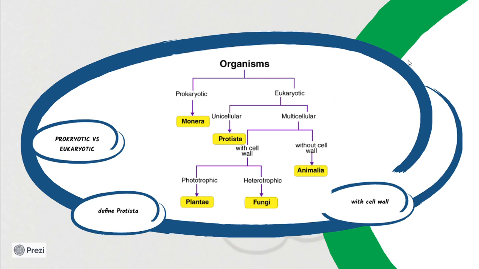Imagine organizing a library with different types of books. Similarly, scientists classify living things into groups based on their characteristics. This helps us understand the incredible diversity of life on Earth and how organisms are related to each other.